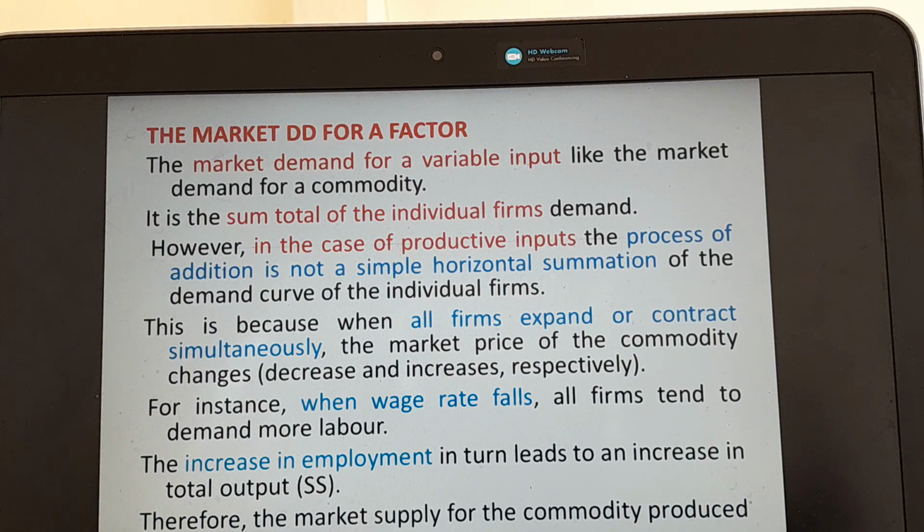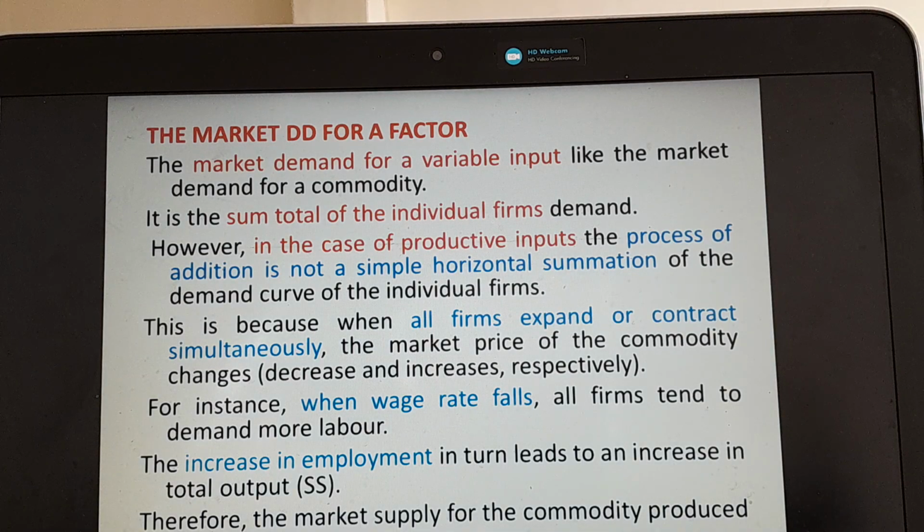Because inputs cannot be perfectly substitutable. Their pricing differs and their use differs, so, for example, labor demand and capital demand cannot be added horizontally. This is because when all firms expand or contract simultaneously, the market price of the commodity changes, decreasing or increasing respectively.